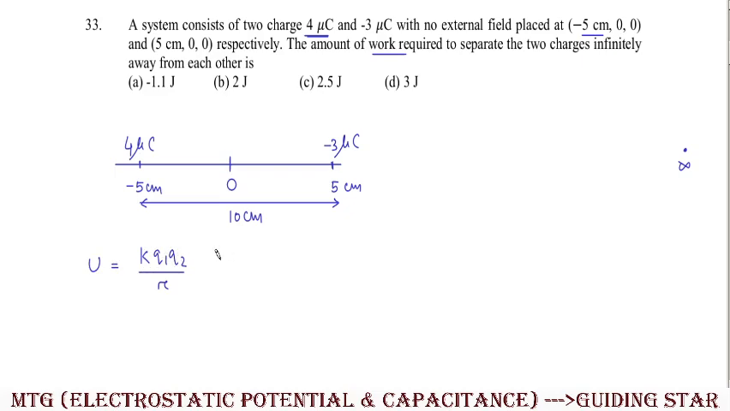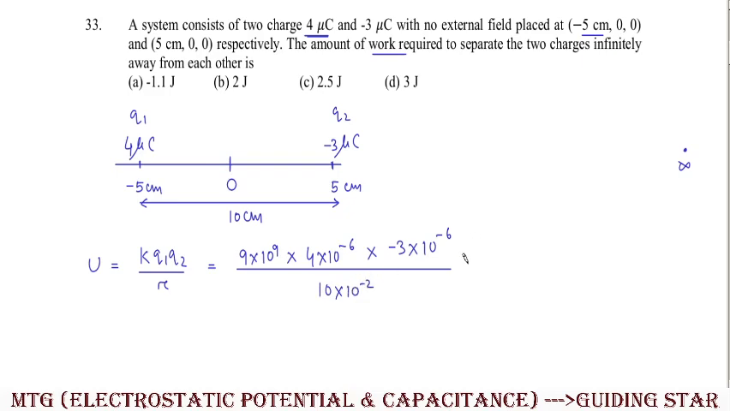Clear? So here in this particular case, if we put all these values which are given over here, K will be equal to 9 into 10 to the power 9. What is charge Q1? Let this be Q1 and let it be Q2. So Q1 is 4 into 10 to the power minus 6 coulomb into Q2 is minus 3 into 10 to the power minus 6 coulomb, all divided by distance of separation is 10 centimeter, that means 10 into 10 to the power minus 2 meter.